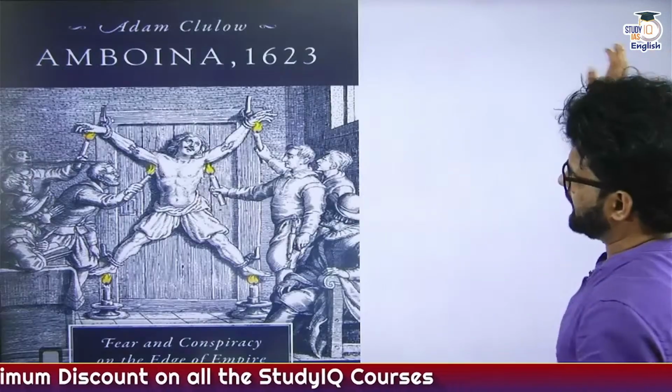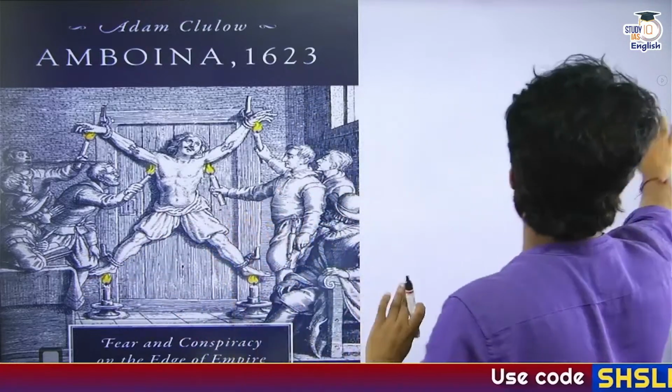So all these things are happening. Amboina massacre, they can ask you this: it is a bone of contention between which two European powers. You have to understand, Dutch and English.